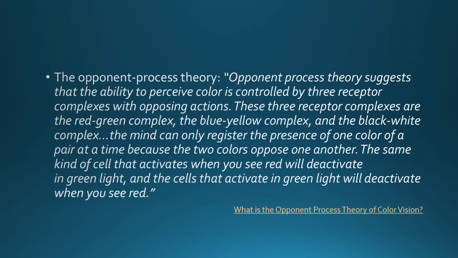On the other hand, the opponent process theory suggests that the ability to perceive color is controlled by three receptor complexes with opposing actions. These three receptor complexes are the red-green complex, the blue-yellow complex, and the black-white complex. And this theory says that the mind can only register the presence of one color of a pair at a time because the two colors oppose one another. The same kind of cell that activates when you see red will deactivate in green light, and the cells that activate in green light will deactivate when you see red.